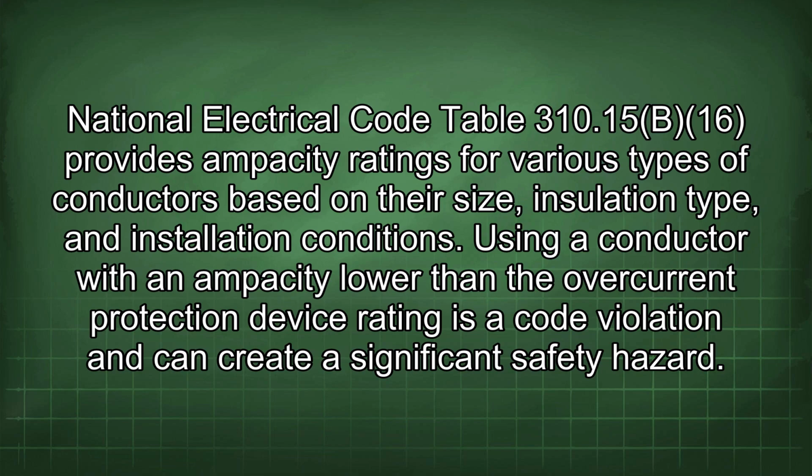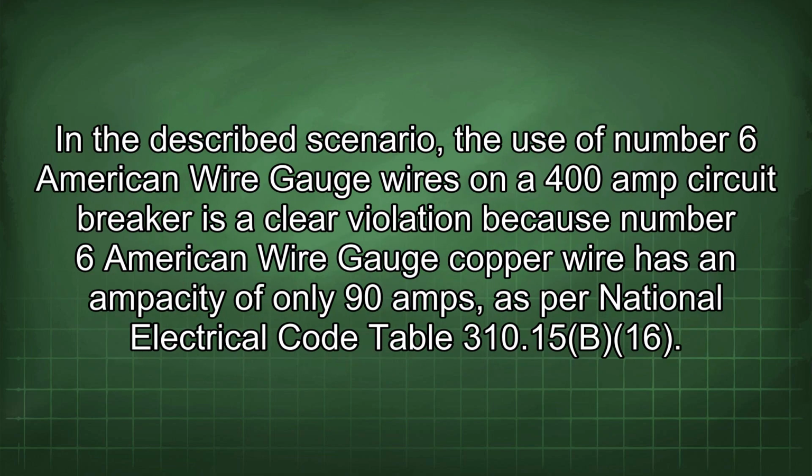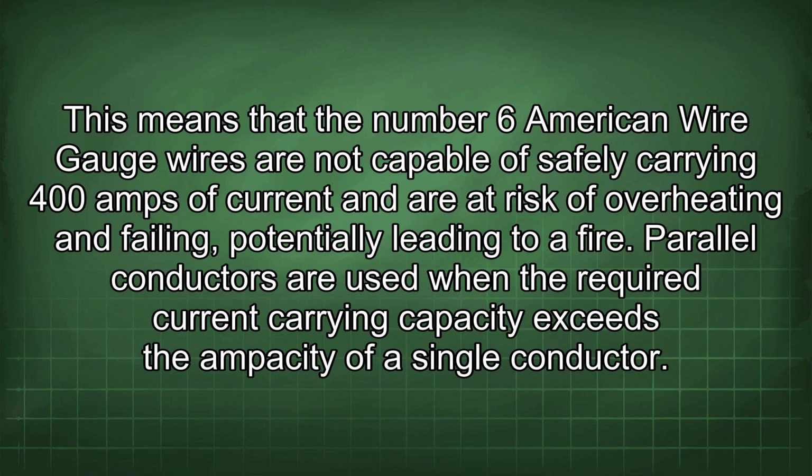a significant safety hazard. In the described scenario, the use of number 6 American wire gauge wires on a 400 amp circuit breaker is a clear violation because number 6 American wire gauge copper wire has an ampacity of only 90 amps as per National Electrical Code Table 310.15(B)(16). This means that the number 6 American wire gauge wires are not capable of safely carrying 400 amps of current and are at risk of overheating and failing, potentially leading to a fire.